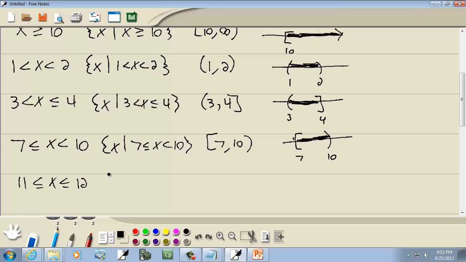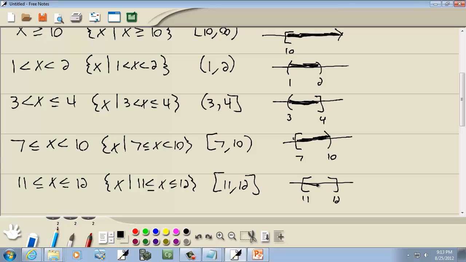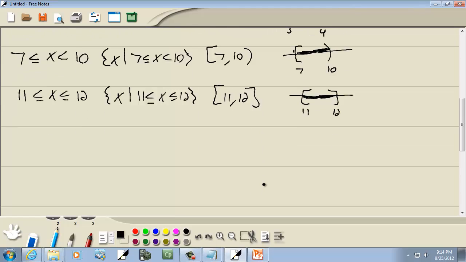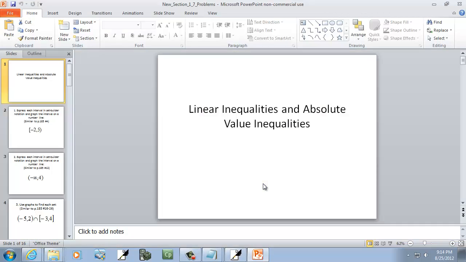And one last one. Less than or equal to is on both of them. So we got x such that this is true. And then bracket on both of them. And on a graph, bracket on both of them. And that'd be your answer, or an answer. That would be our form. Now let's look at our first problem.